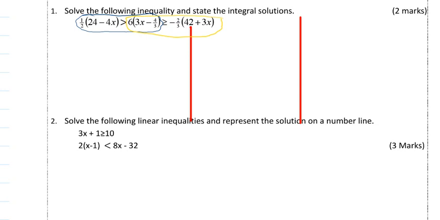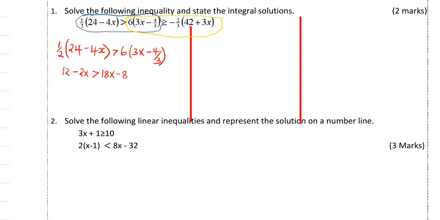We start with the first one. A half into bracket 24 minus 4x is greater than 6 into bracket 3x minus 4 over 3. We work out the brackets first to get the value of x. 24 multiplied by a half is 12, minus 4x multiplied by a half is 2x, is greater than 6 multiplied by 3x, which is 18x, and 4 over 3 multiplied by 6 is negative 8.